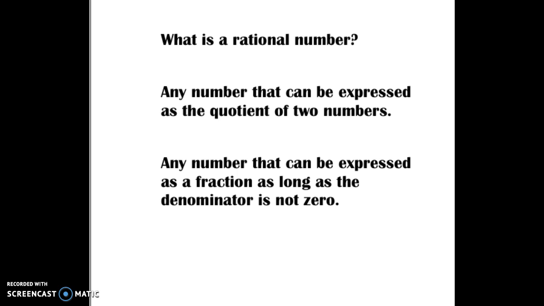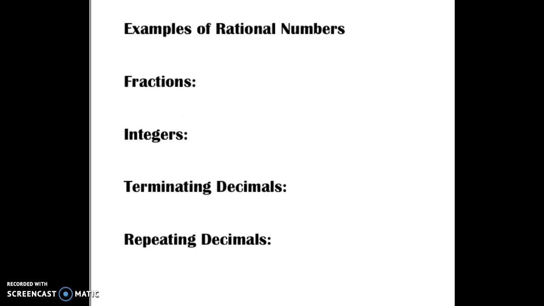It's any number that can be expressed as the quotient of two numbers. Or if you like a more simple definition, any number that can be expressed as a fraction as long as the denominator is not zero. So let's take a look at it. Here are some examples of some rational numbers. First of all, every fraction, like 3/4, that's a rational number. How about -7/8? Still a rational number because it can be expressed as a fraction.